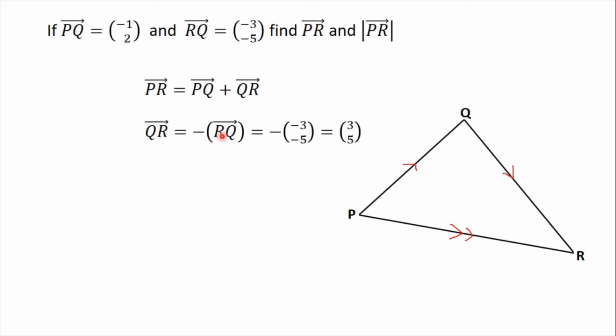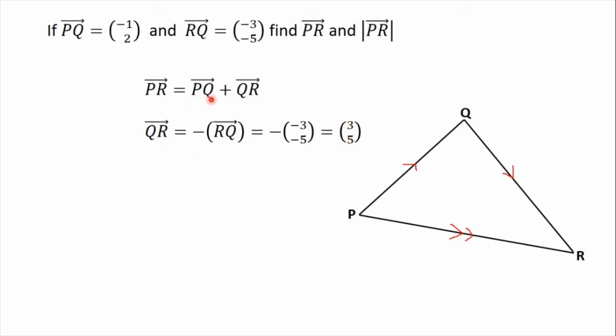So if you have RQ and you want to get QR, we can say that QR is equal to minus RQ. And minus RQ is minus of -3, -5. So you negate the x component, but it's already negative, so -3 will give us +3. Then -5 will give us +5. So we have been able to find vector QR from RQ. So vector QR is equal to 3, 5.